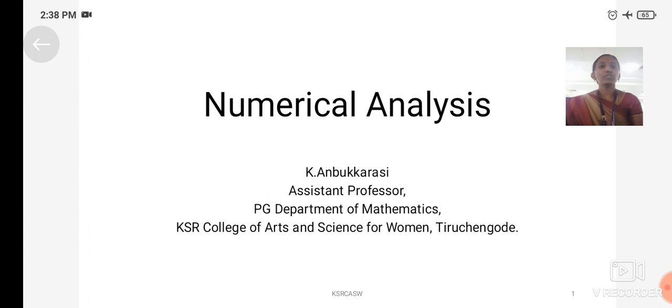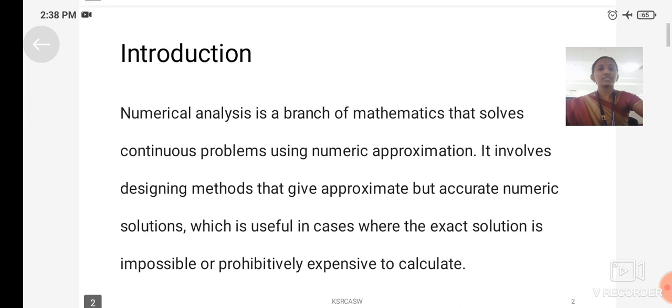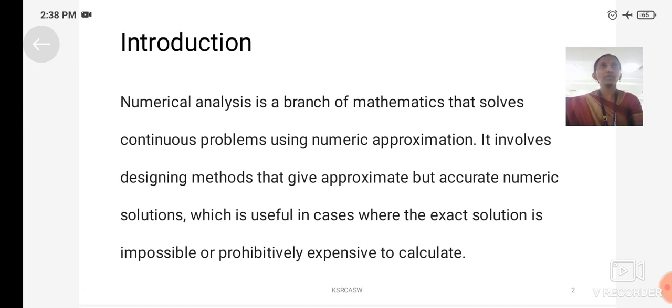Today, I am going to talk about numerical analysis. What is numerical analysis? For solving any problem in mathematics, we have two different approaches. First one is analytical method. Second one is numerical method.